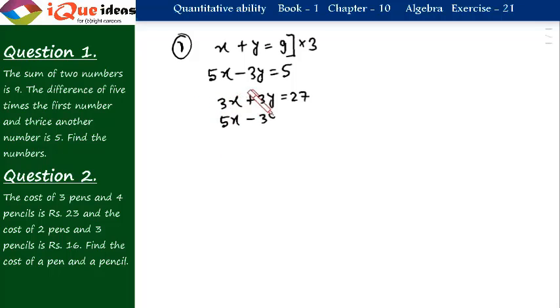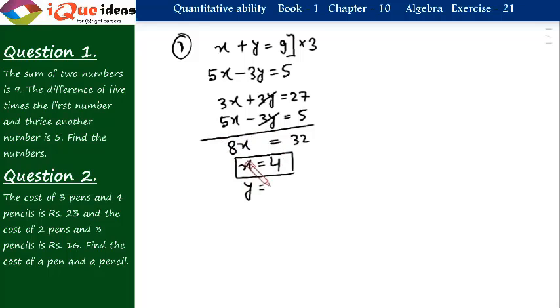So if you add them, 3y cancelled, and we have 3x plus 5x, that is 8x, is equal to 27 plus 5, which is 32. So x is equal to 4. If you put it in the first equation, you will get y equal to 5. So the numbers are 4 and 5.